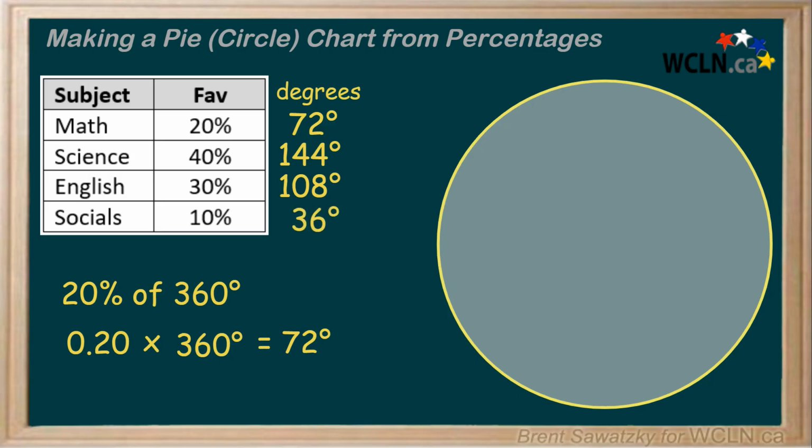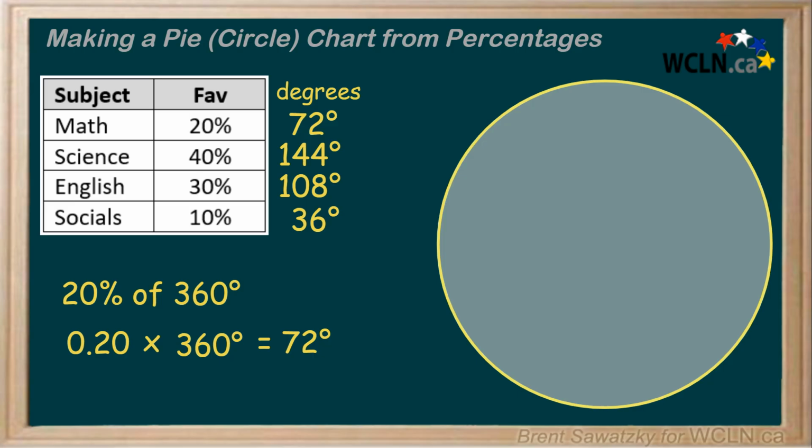At this point, we can double check our calculations. 72 plus 144 plus 108 plus 36, we can throw them in a calculator, and it better add up to 360, the total. And it does. So we're confirmed. So we're good and ready to start plotting our subjects onto the pie chart.